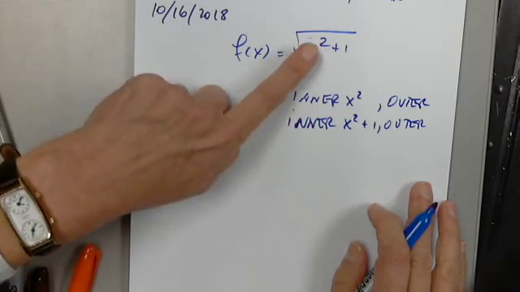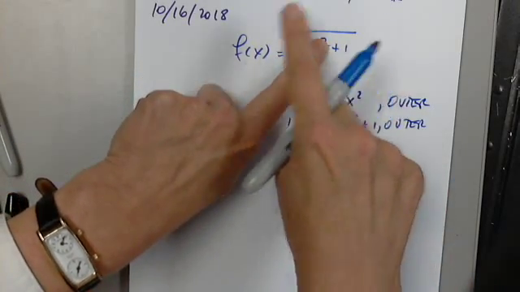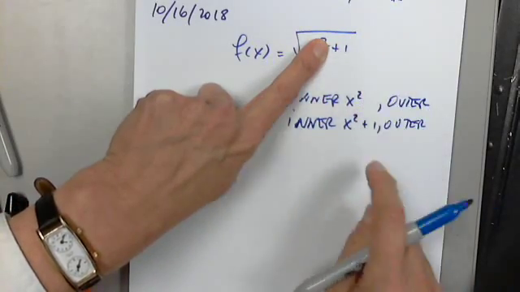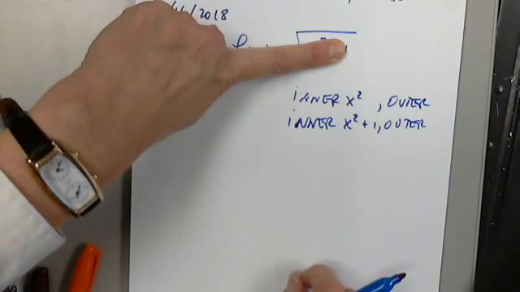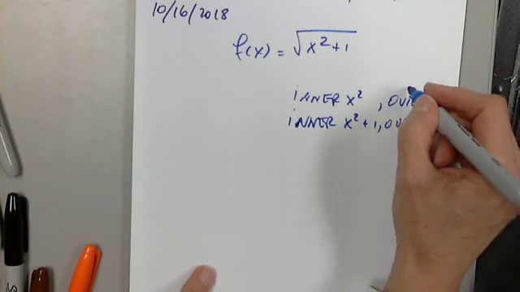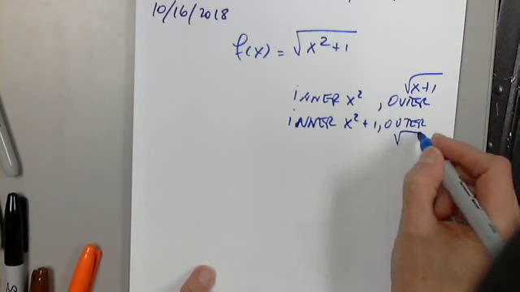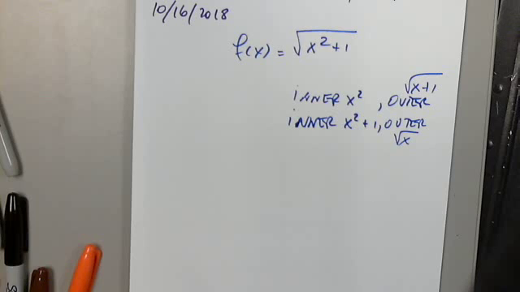So if inner is x squared, then outer is the square root of x plus 1. If inner is x squared plus 1, then the outer is the square root of x. So that's why I'm saying this will be the square root of x plus 1, and this will be the square root of x. So there is more than one correct answer.